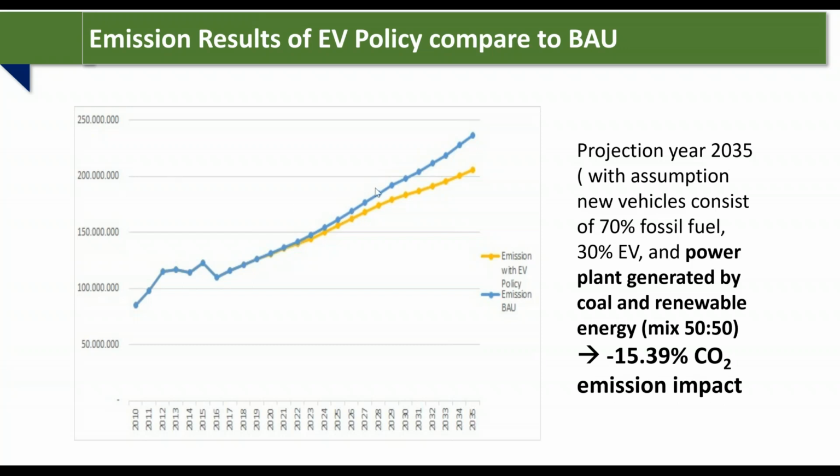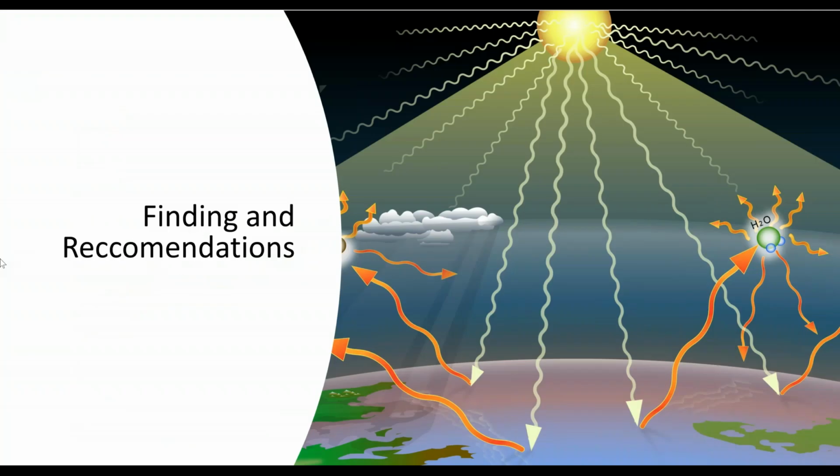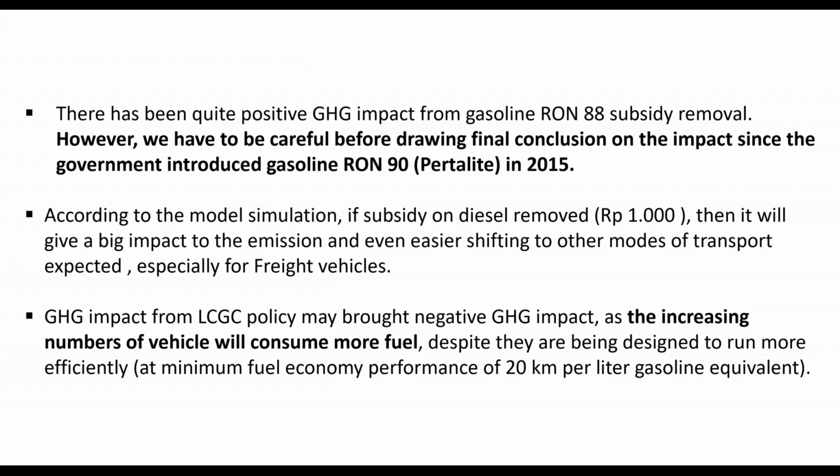So we can have a look at the figures. The yellow one is emissions with the EV policy, and the blue one is emissions business as usual. So we can see here that with the power plant generated 50% from coal and renewable, we can get 15.39% reductions of our CO2. Okay, so those are all the results of our assessment by using the ICAT guidelines.